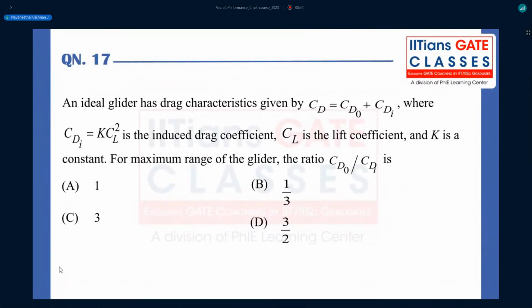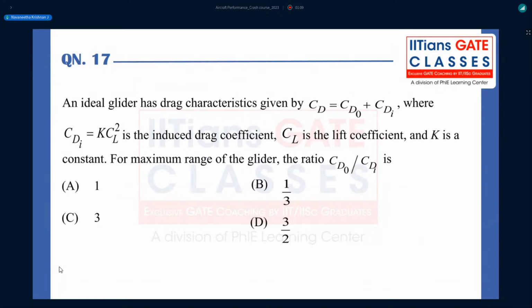An ideal glider has drag coefficient given by CD equal to CD0 plus CDI, where CDI equal to K CL square is the induced drag coefficient. CL is the lift coefficient and K is the constant. For maximum range of a glider, the ratio of CD0 by CDI is: option A 1, option B 1 by 3, option C 3, option D 3 by 2.